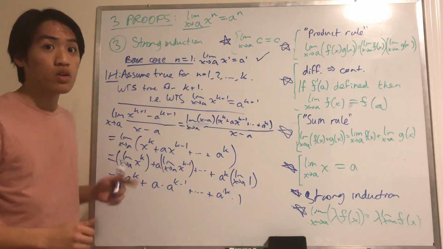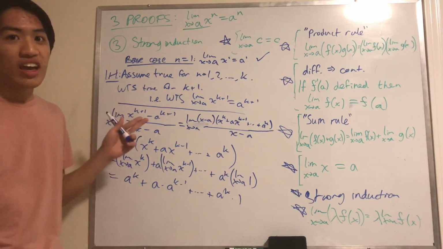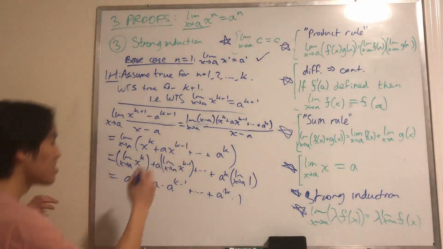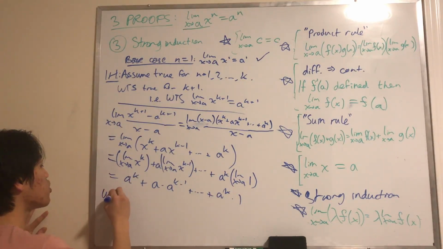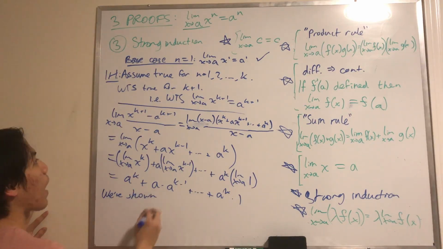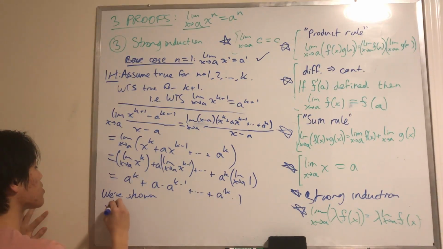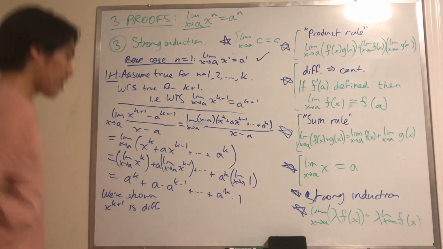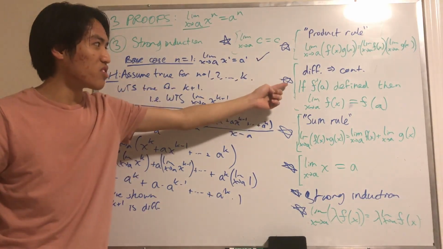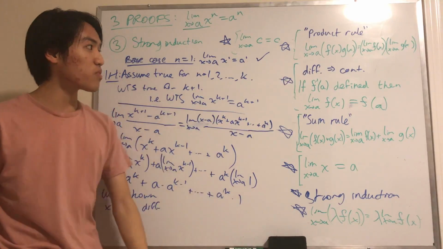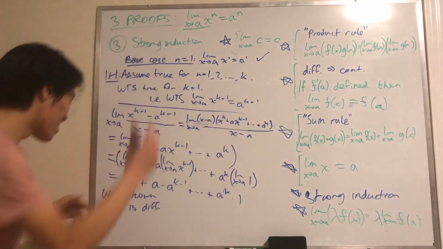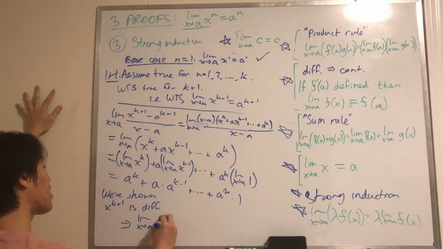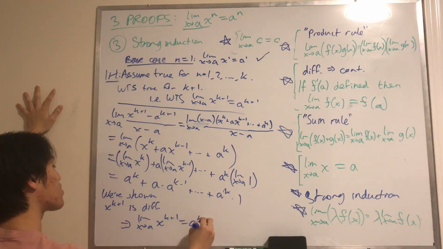Because if the limit exists, what did we just show? That it's differentiable at the point a. And if it's differentiable at the point a, then this limit's true. So what have we shown? We've shown that x to the k plus 1 is differentiable. And finally, using fact number 3 here, differentiability implies continuity, we know that this is true. So we have that the limit as x goes to a of x to the k plus 1 is equal to a to the k plus 1.